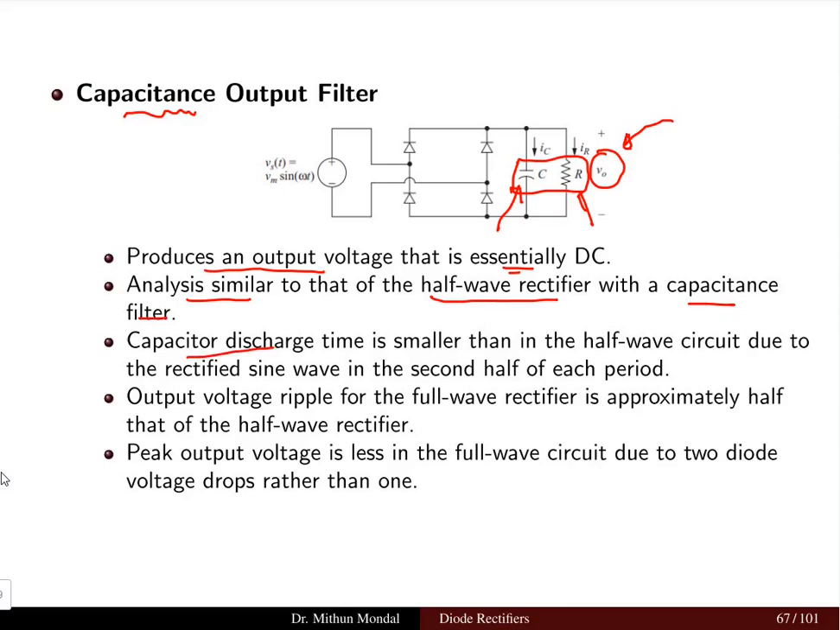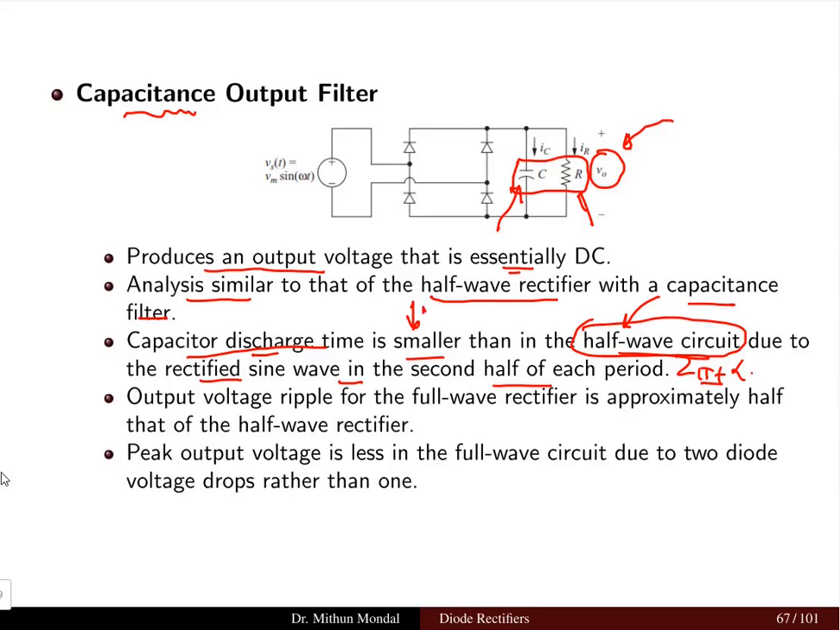Here the capacitor discharge time is smaller than in the half-wave circuit. If you compare the half-wave circuit to the full-wave circuit, the capacitor discharge time is smaller due to the rectified sine wave in the second half of each period. We discussed in the half-wave rectifier that after every 2 pi plus alpha, the circuit will be energized again.